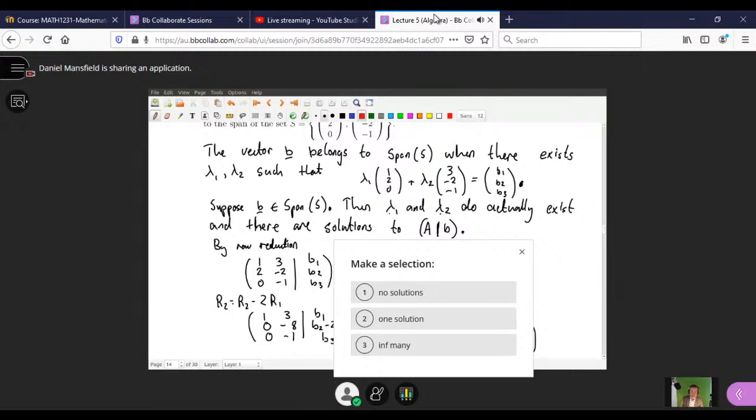Let me remind you about something. We supposed B was in the span. So if B is in the span, this can't be a leading term. I move along this row. I see a zero. That's not a leading term. I see another zero. That's not a leading term. And then I see this thing, and this thing has to be zero, because I assumed it has solutions.